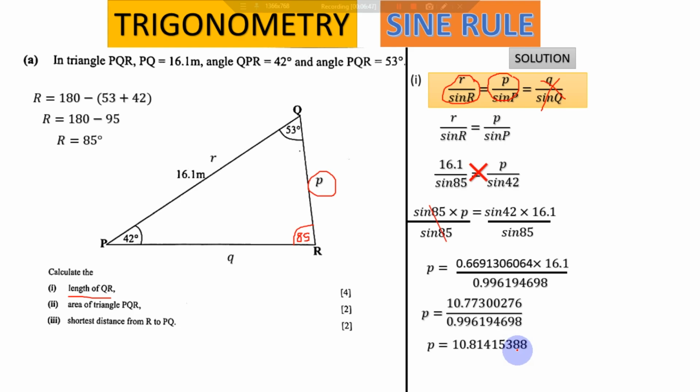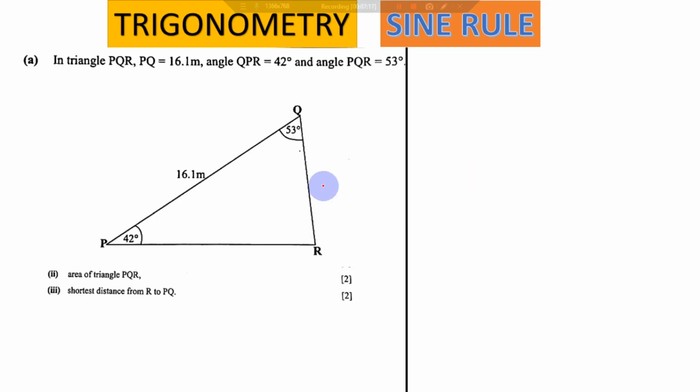In case you don't know how to round off, leave your value here. But if you know how to round off, then let us be leaving our answers, if they are not angles, to 3 significant figures. So 1, 2, 3. We're going to strike here between 8 and 1. Then since 1 is less than 5, we cannot add the 1 to 8. So the final answer will be 10.8 meters. That will be the value for QR.